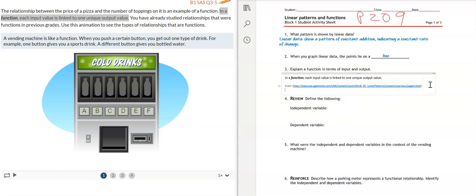Oops, and I'll get rid of this extra stuff. Hold on a second. I'm not sure I like that. Hold on. Okay, there we have it.